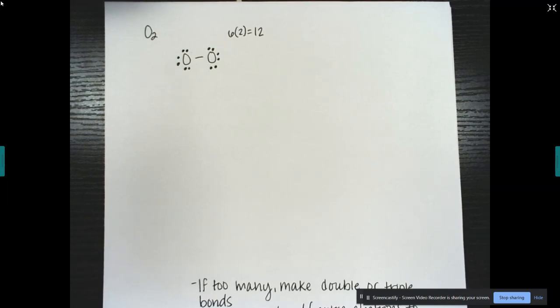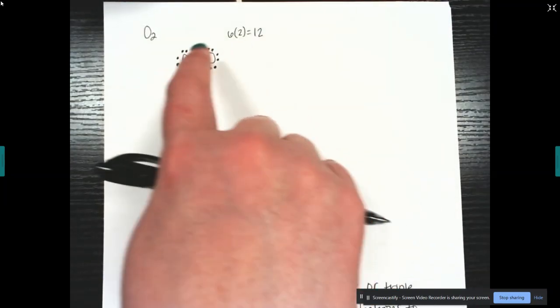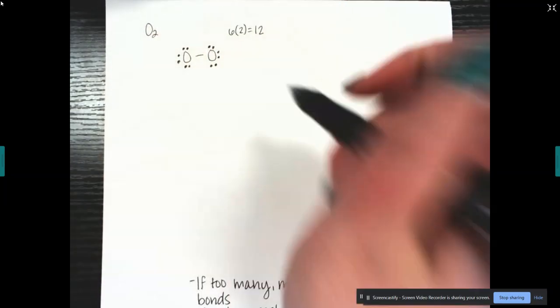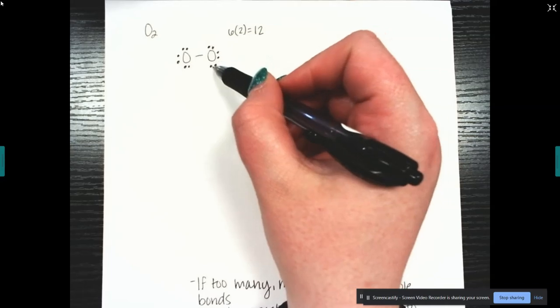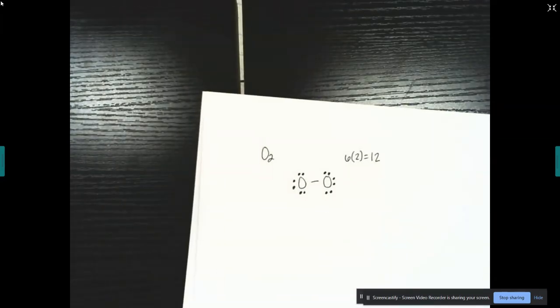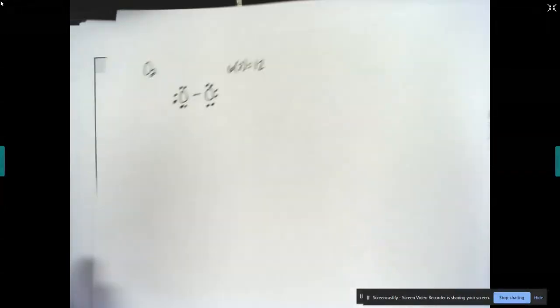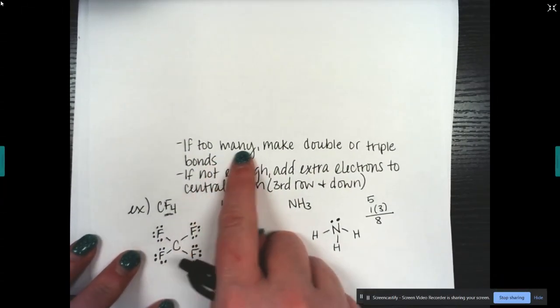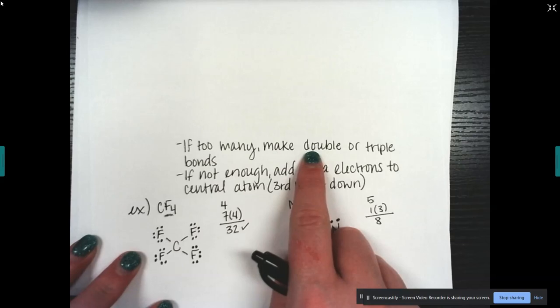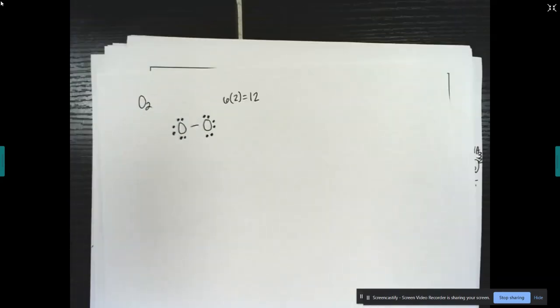So that's the next thing you have to do. So remember that last step is to count and make sure it equals this. So that's 2, 4, 6, 8, 10, 12, 14. Okay, so go back and look at those bottom steps I showed you, where if you have too many, what we're going to do is make a double, or if you need to, a triple bond. So here's how that works.